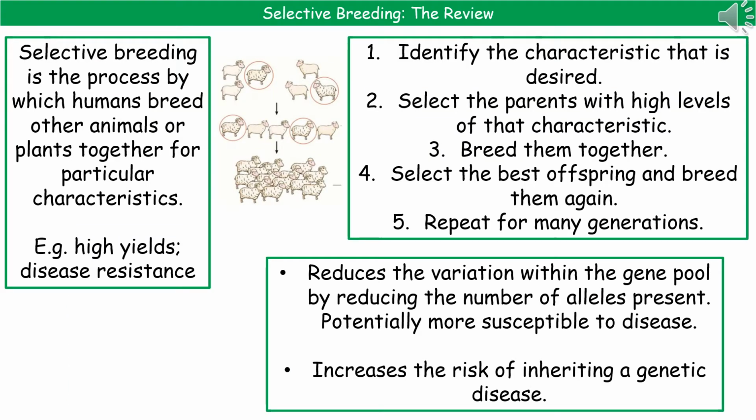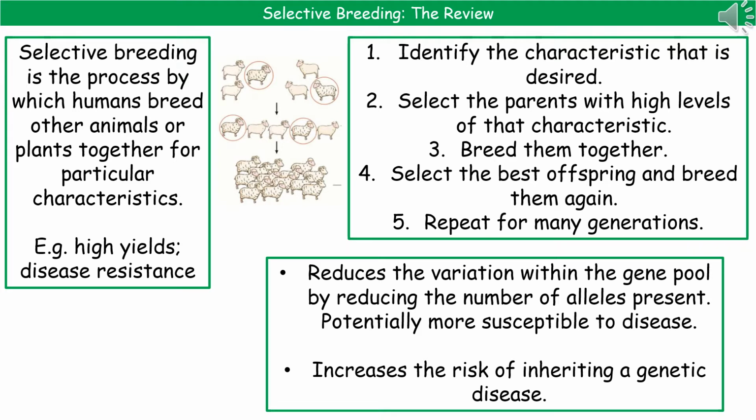One key process that everyone needs to know, whether you're doing combined or the GCSE biology, is selective breeding. Selective breeding is just the process by which we as humans breed other animals or plants together for particular characteristics, so things like a high yield or disease resistance.